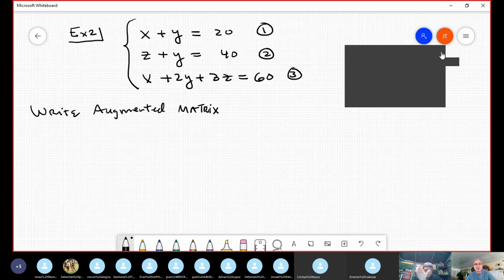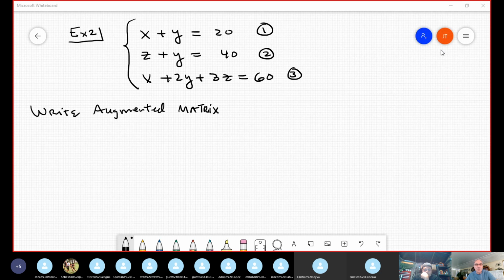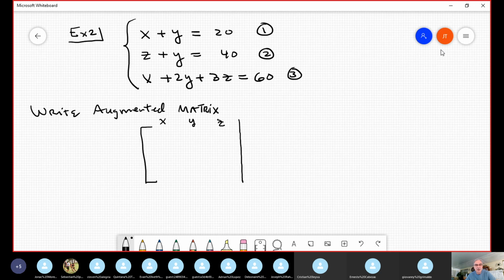Very well. Okay, so I write the big bracket. I know that we have 3 rows, because we have 1, 2, 3 equations. Remember, super, extremely important, the organization. This is the column for the x, this is the column for the y, this is the column for the z. I separate with a vertical line the left-hand side and right-hand side. In the right-hand side, I put a number.